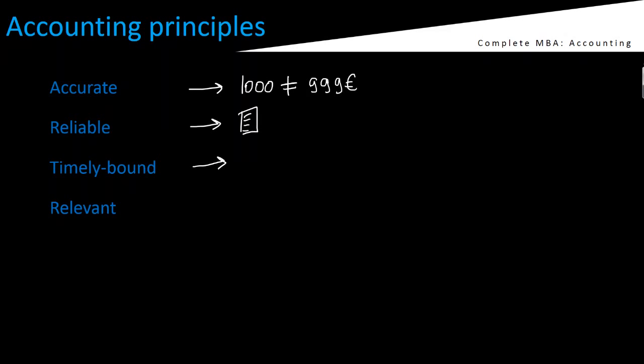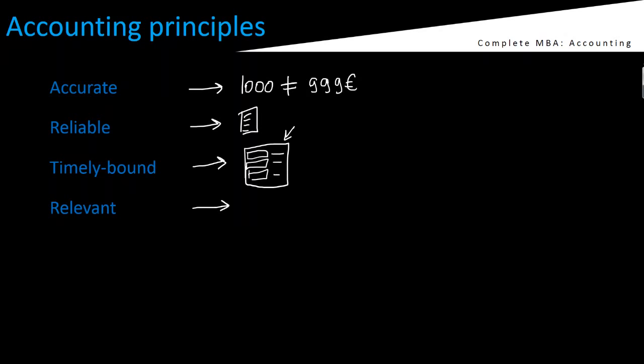Time-bound. Time-bound means that all transactions that you enter in your database have to have a time associated to them, to know when they happened. This is the reason why all the databases in accounting usually have a column saying when that transaction happened.